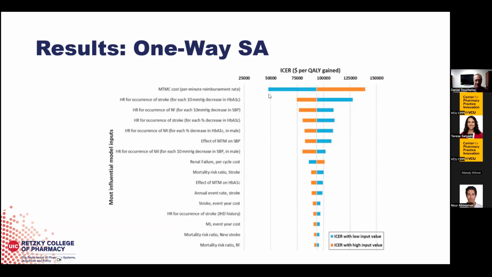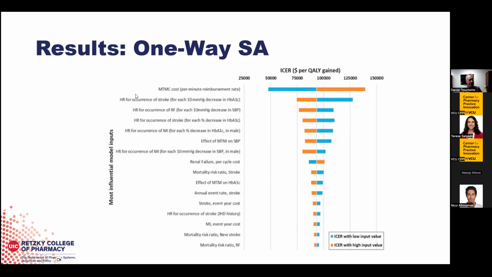One-way sensitivity analysis is an analysis where we evaluate each of the inputs in the model individually, varying those inputs between reasonable values and seeing how much it affected the cost effectiveness of the intervention. Altering the MTMC cost per minute reimbursement rate seemed to have the biggest impact on the model. The next most important were the hazard ratio for the occurrence of stroke.